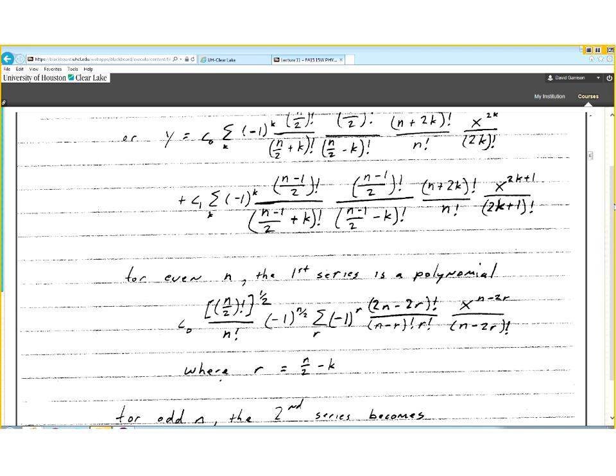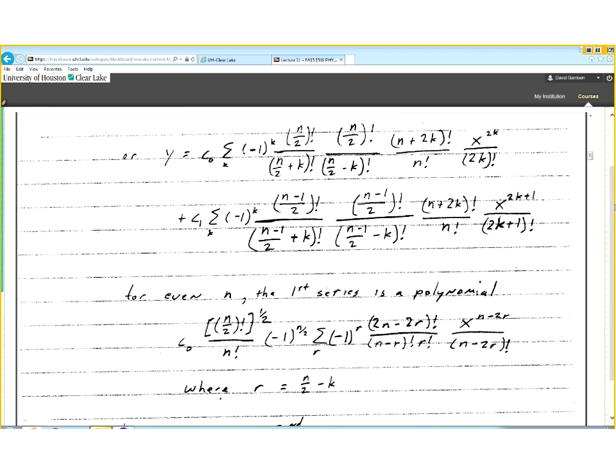And so you'll notice here that if you have an even value of n, then the first series is going to be a polynomial, which is this polynomial here, which is C0 times this stuff. And they simplified it a little bit by taking r equal to n over 2 minus k. And of course, n is even, so that means that this is an integer.